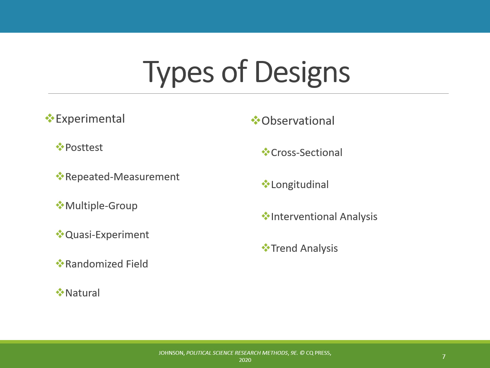Now, within experimental research and observational research, there are a number of different variations of these two things. With experimental research, you have a number of different designs like post-test, repeated measurement, multiple group, quasi-experiment, randomized field, and natural experiments. With observational designs, you have cross-sectional, longitudinal, interventional analysis, and trend analysis. And we'll go through and talk about each one of these individually and how they differ from each other. Let's start with the experimental design.